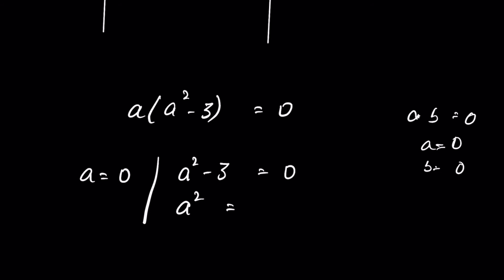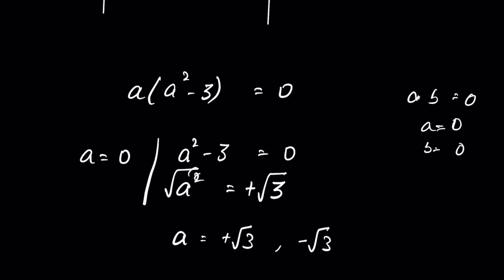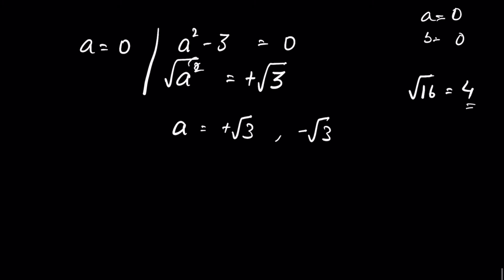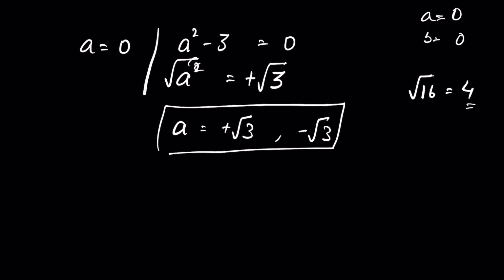We take the square root on both sides. So this is plus minus square root of 3. So a is either plus square root of 3 or minus square root of 3. Now the square root of a number, for example the square root of 16, is 4. It is not plus minus 4 but just positive 4. But whenever we are solving a quadratic equation, there are always two solutions, plus and minus. So this also gives us the solutions of plus square root of 3 and minus square root of 3.